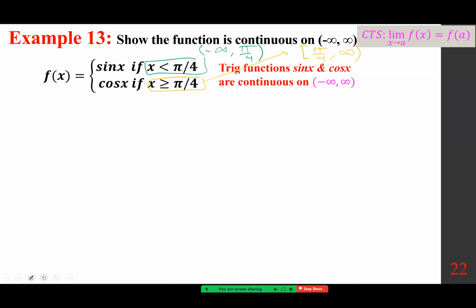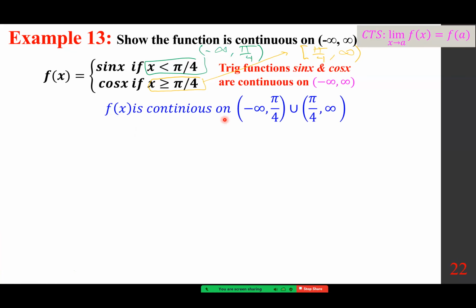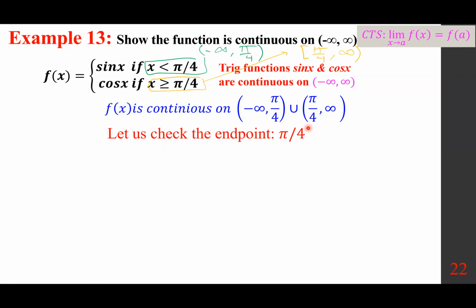So the only thing that we have to check is pi over 4. So f of x is continuous everywhere except we don't know about pi over 4. And we must check it. So let us check the end point pi over 4. Again, I hope everybody knows that sine and cosine are continuous everywhere because the domain is.